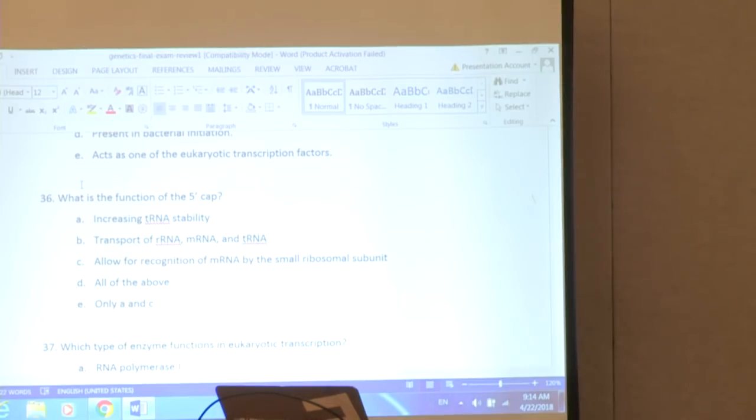And yes, so the answer would be what in this case? C. Yeah, nice. So it functions to stabilize mRNA, but also allows the recognition of mRNA by the small ribosomal subunit. Yeah, and our other modification to our mRNA would be the poly-A tail, right? And the removal of the non-coding regions.